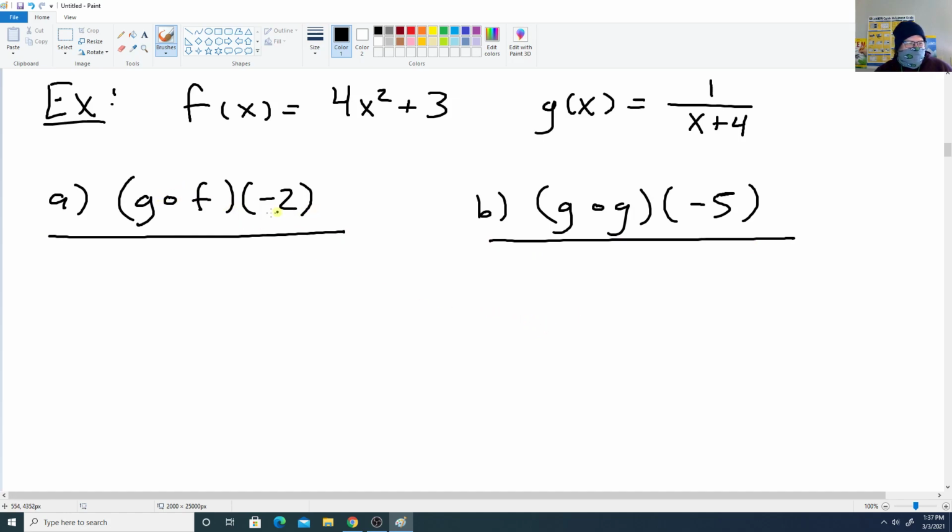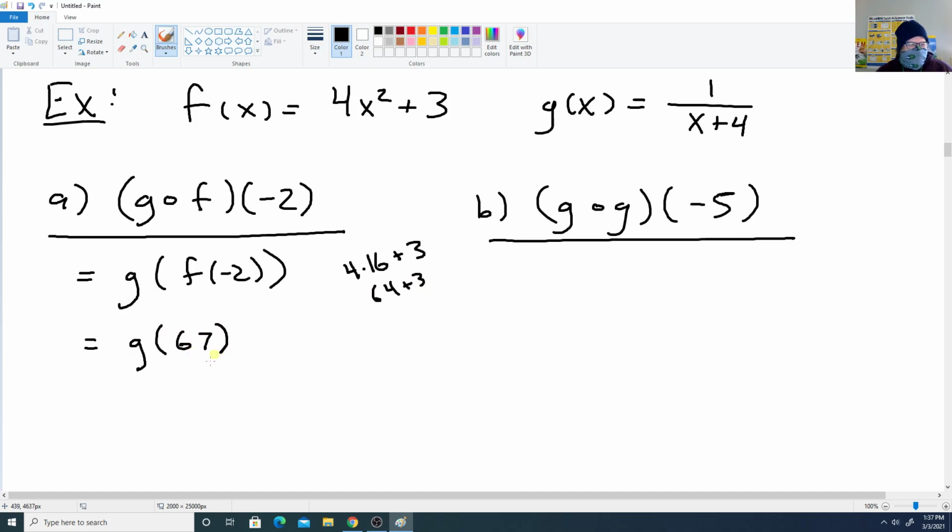For g composed of f of -2, this is equal to g evaluated at f of -2. So I need to take my f function and replace its x with the -2. When I do that, I get g evaluated at 4 times -2 squared, which is 16, plus 3. So a little scratch work here: 4 times 16 is 64, plus 3 is 67. So I get g of 67.